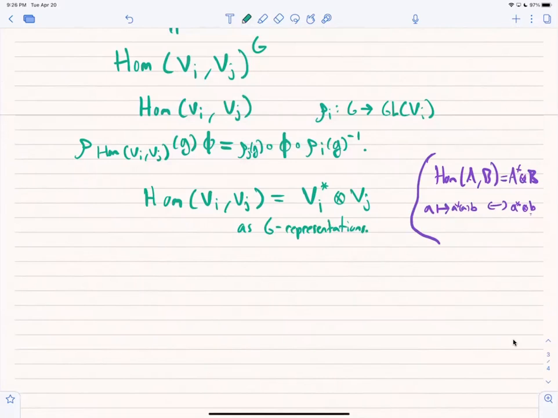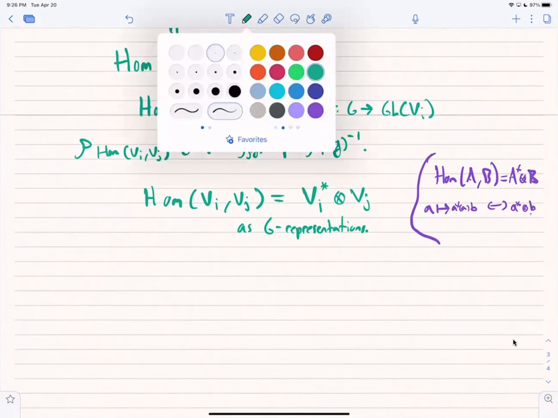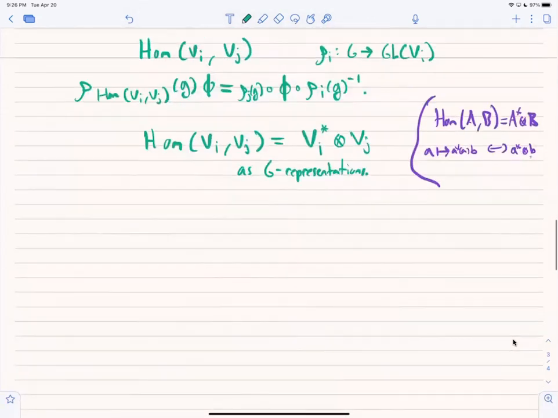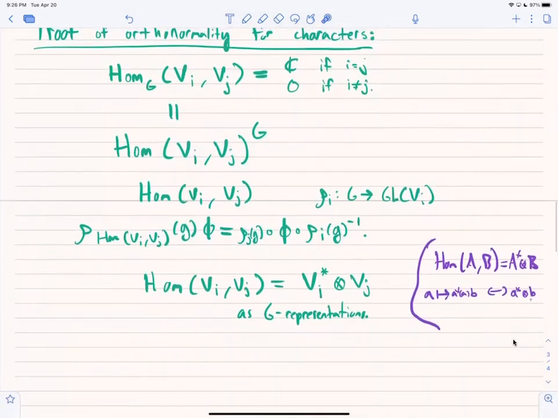So this tensor product representation sort of matches up. Okay, so good. Right, okay, so now the point is we have a projection operator onto the G invariants.